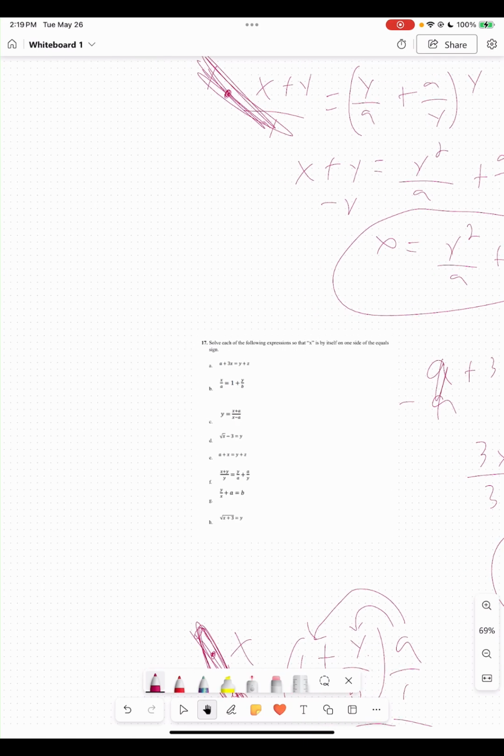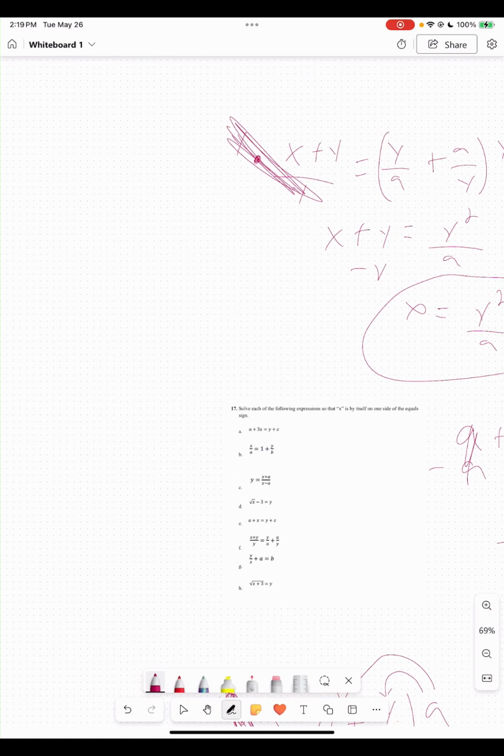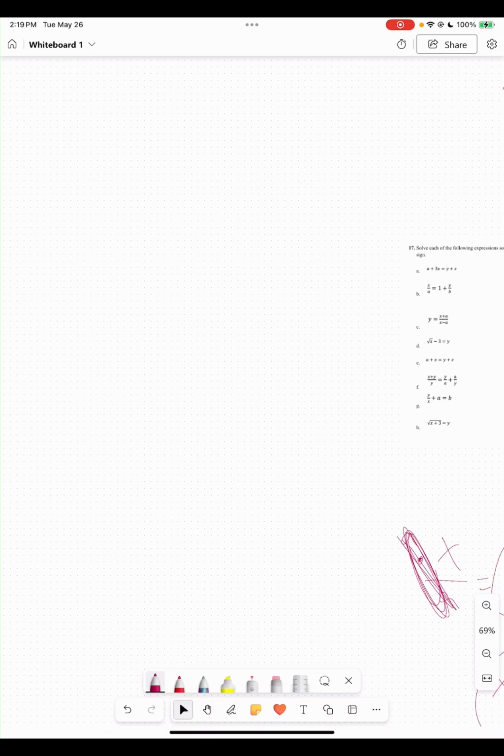y over x plus a equals b is this next one. Right? Yeah, so I want this x by itself on the numerator. We're going to go ahead and do that. I will multiply everything in the expression by x to get it out of the denominator here. So that gets rid of this x here. x times a, x times b. So we get y plus xa equals xb, I suppose.